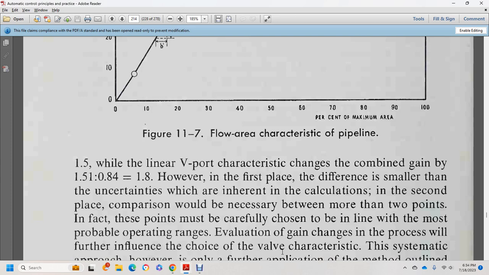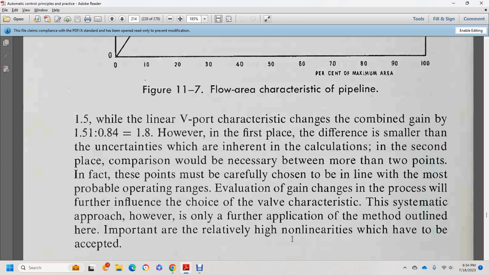In fact, these points must be carefully chosen to be in line with the most probable operating range of evaluation. The gain chain of the process will further influence the choice of the valve character of the systematic approach. However, it's only a further application of the method outlined here, and the importance of the relative nonlinearities will have to be accepted.